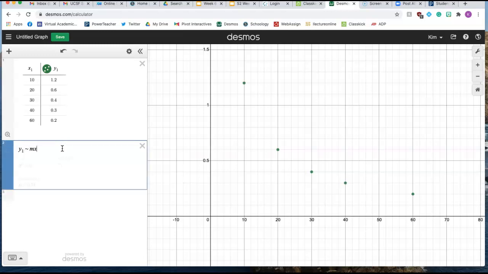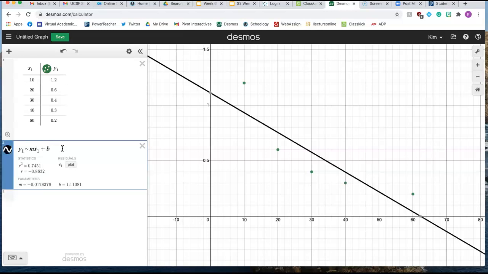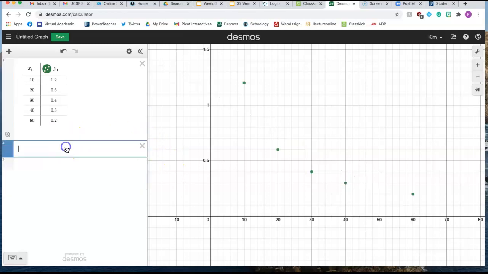If you try to put your regular line on it, it's not even close, it doesn't even hit any of the points at all. I mean, the trend is negative, but this is still not a good fit at all. So that means this is not a linear relationship. It's something different, something new that we haven't seen before. This is called an inverse relationship.